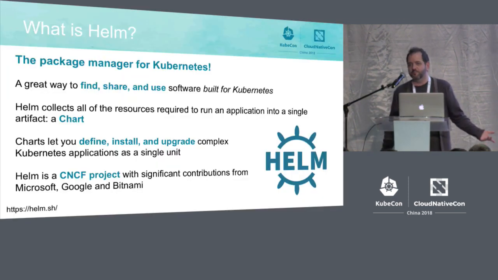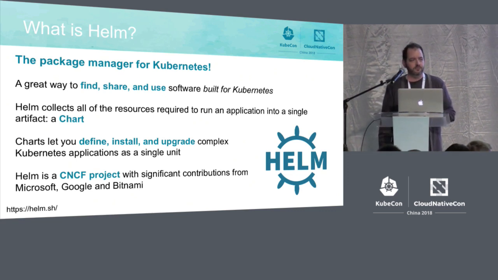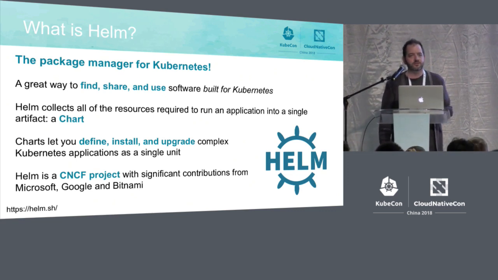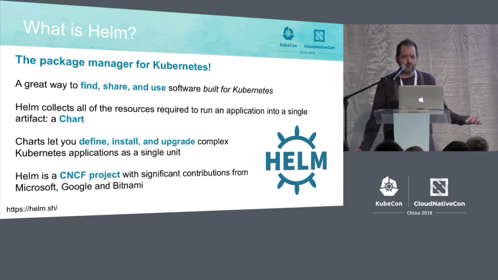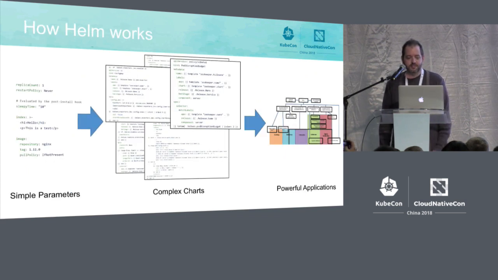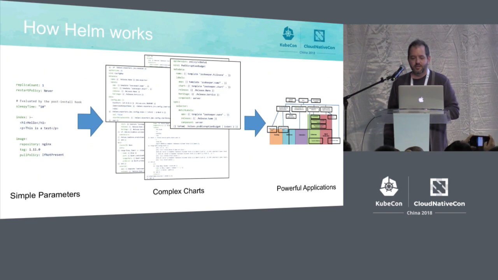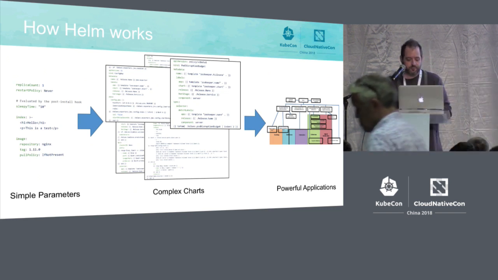So what is Helm? Helm is a package manager for Kubernetes, right? The idea is we're going to find standard applications like your Redises, stuff that's sort of off the shelf that everybody uses, that's fantastic and open source, right? We want to share those. We want to use them. How do we do that? We do that through charts. Charts allow us to define applications, install them, upgrade them, roll them back, and it's a CNCF project, so you know it's great. So what do we do? We take simple parameters, simple variables, and we inject those into complex charts, and then we make powerful applications and we deploy them multiple times on our cluster.